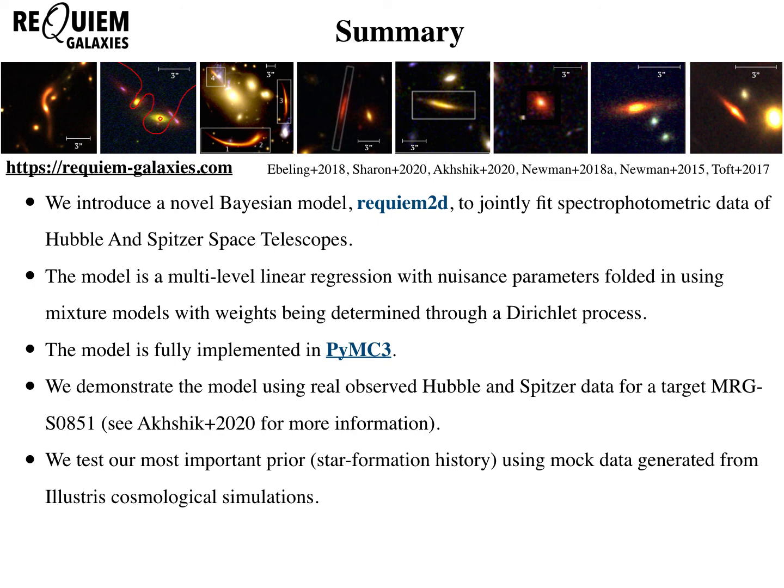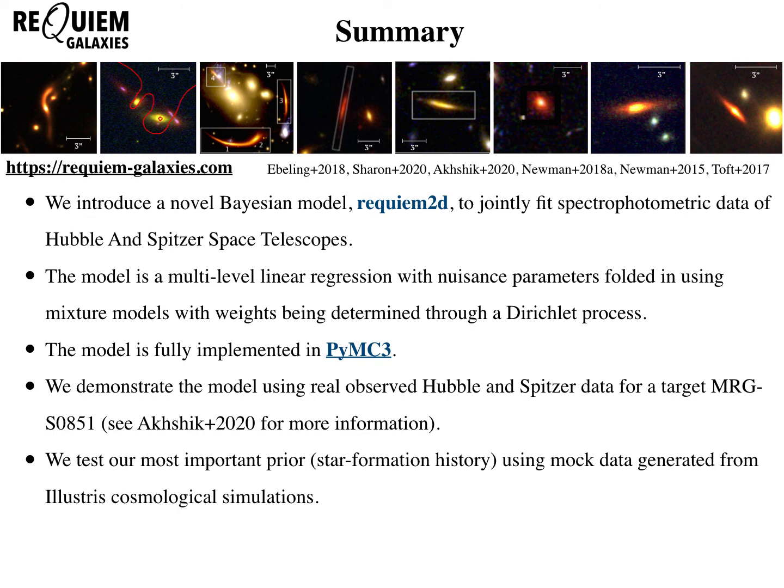I introduced a novel Bayesian model. I called it Requiem 2D because it is developed for fitting the Requiem galaxies. This code is designed to jointly fit the spectro-photometric data of the Hubble and Spitzer space telescopes. The model is a multi-level linear regression, and nuisance parameters are determined simultaneously through a Dirichlet process using mixture models. And it's able to handle the spatial resolution mismatch between the Spitzer and Hubble Space Telescope data.